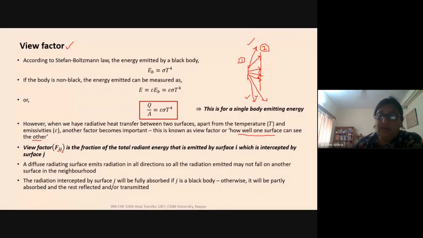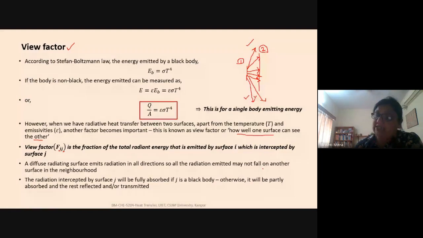If you remember, I had told you about diffuse radiation and spectral radiation. In the case of diffuse radiation, the radiating surfaces emit radiation in all directions, so the radiation emitted may not fall on another surface. This radiation is intercepted by surface j and will be fully absorbed if j is a black body. Otherwise, it will be partially absorbed and the rest reflected or transmitted.